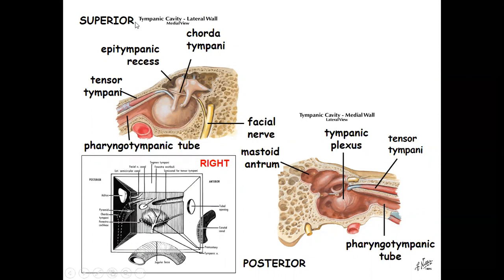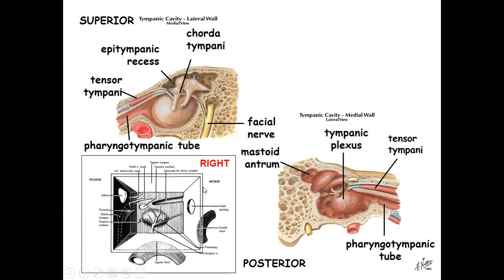So this is the tympanic cavity on the lateral wall, in medial view. You can see here the epitympanic recess, and this is the chorda tympani nerve. And then this is the tensor tympani muscle. Toward the front here, we have the pharyngotympanic tube, or Eustachian tube. We also have the facial nerve here. You can see the chorda tympani nerve is a branch of the facial nerve.